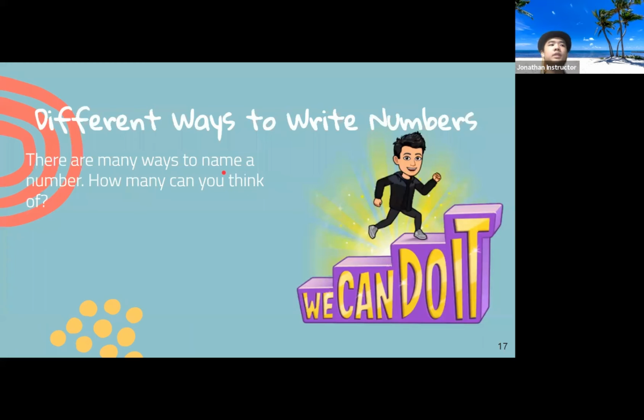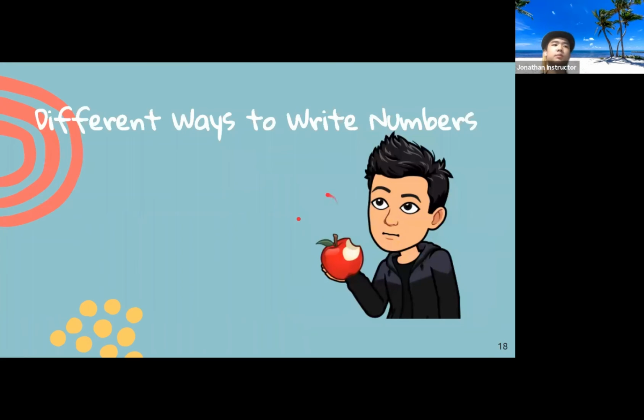So there are many different ways to name numbers. There are 3 basic ways. Which ones, and how many, can you name? I'll give you like 3 seconds to think about it. In math, we have basically 3 forms that we're going to use in this class: standard form, word form, and expanded form. So what are these forms?